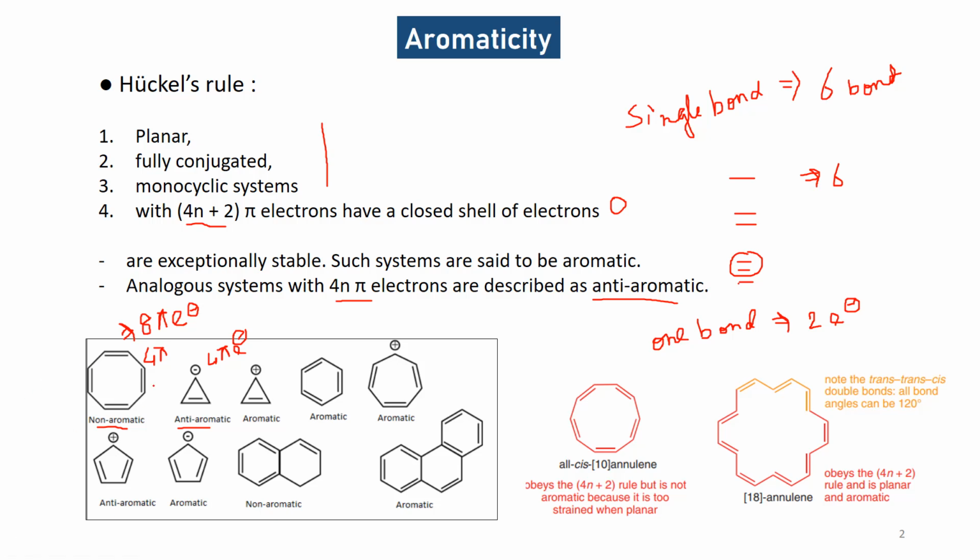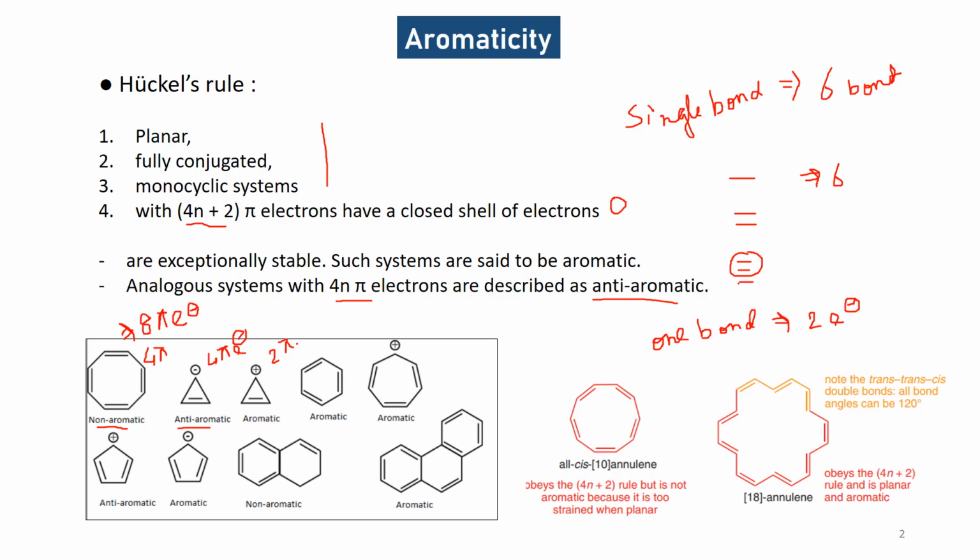Next is this one. There is a positive charge, that is, there is no electron. There is a scarcity of electrons, so it will not be counted. So how many electrons are there? There is only a pi bond, that means 2 electrons. So that means 2 pi electrons.